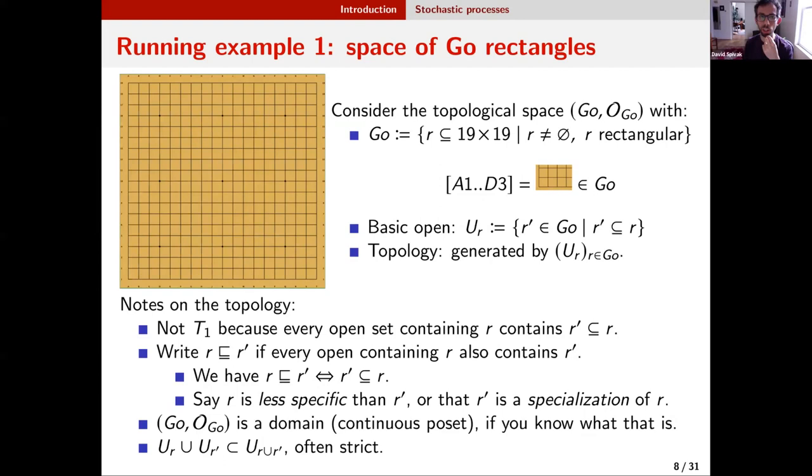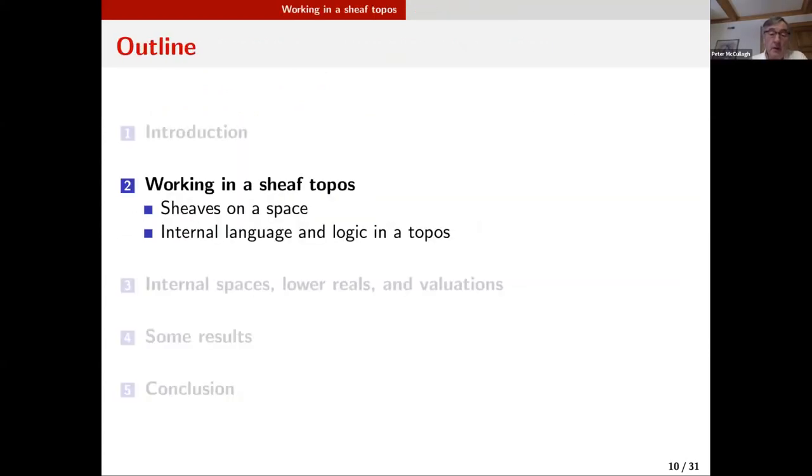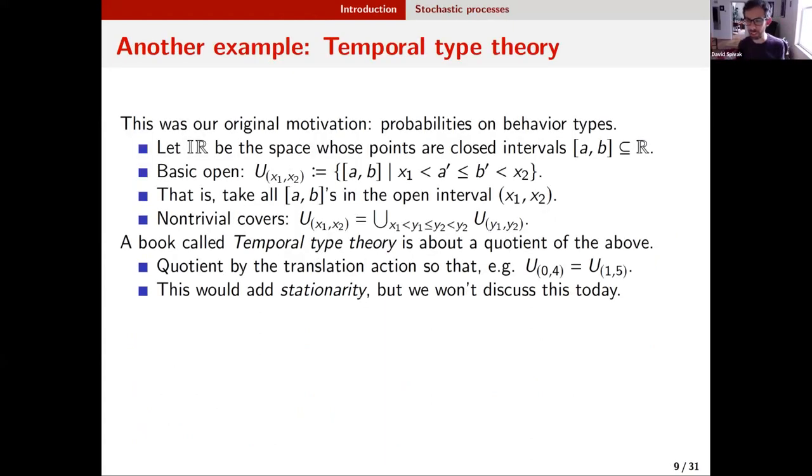Yeah. Oh yes, so far we're just looking at space-time in some sense, and here we're looking at space, and here we're more looking at time, yes. But in a few slides, we'll be getting to the actual character of a Go game itself. In temporal type theory, there's a book that talks about behaviors through time, and there my co-author Patrick Schultz and I more talk about a quotient of this IR thing.